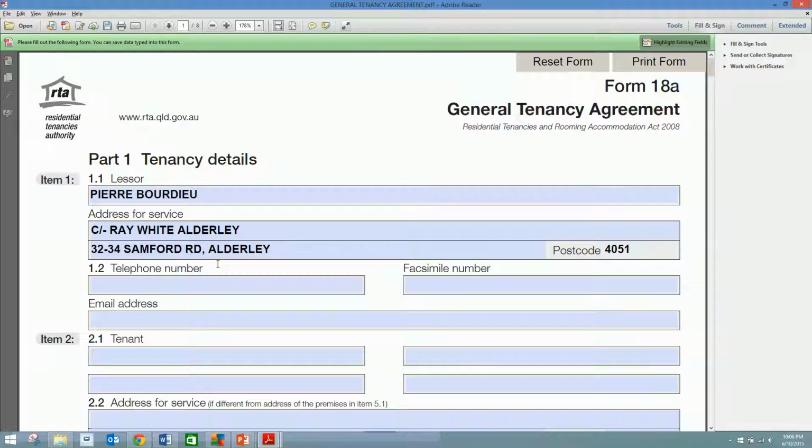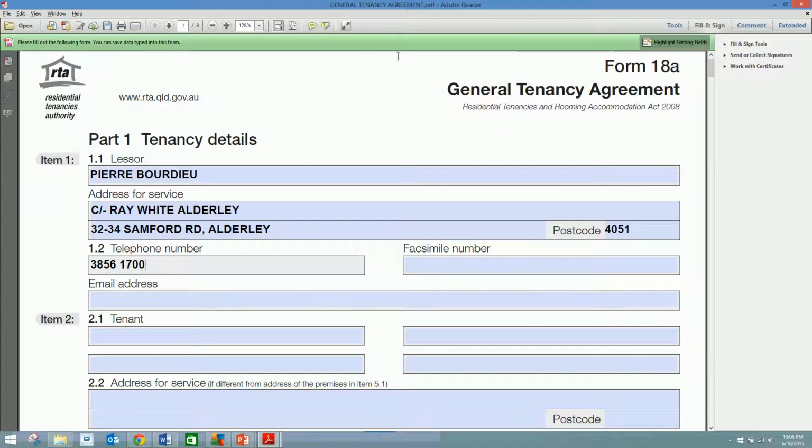You can always pause the video and catch up if I'm going too fast. The telephone number for Ray White at Alderley is 3856 1700. So all of this information has come from the realestate.com webpage. I don't have a fax number for Ray White and I don't have an email address. When you get your general tenancy agreement, that stuff's usually already there for you.